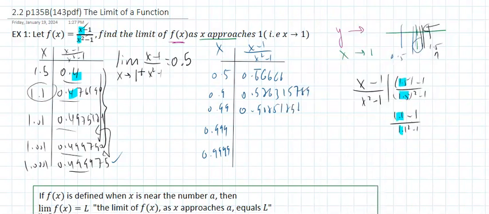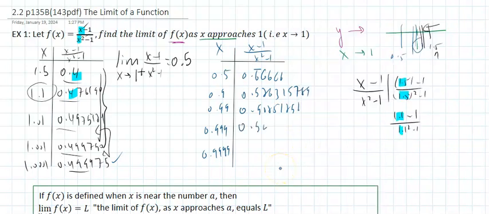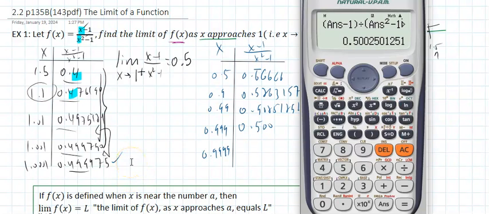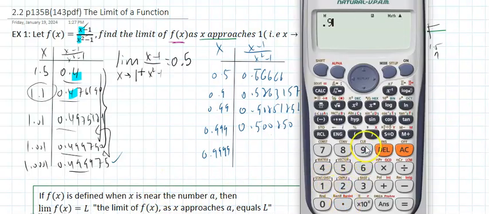Okay, well, how about 0.999? Again, very close to 1. 0.500, 0.500, 250. Well, I'm confident it's a 0.5, but let's do the last one since I already put it there.